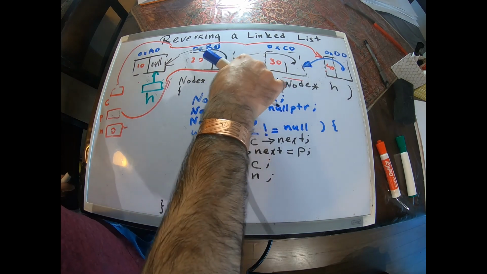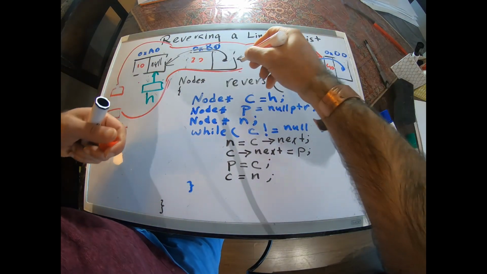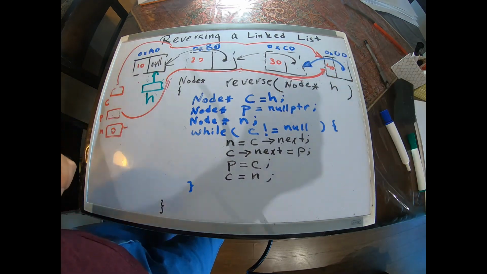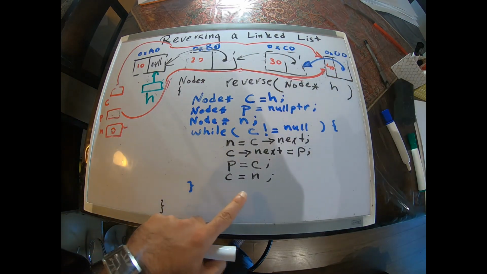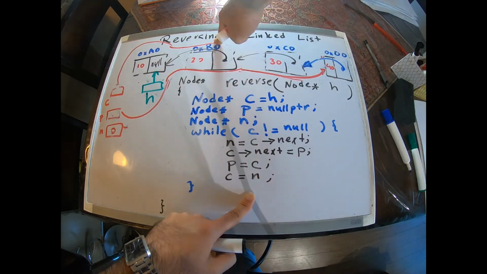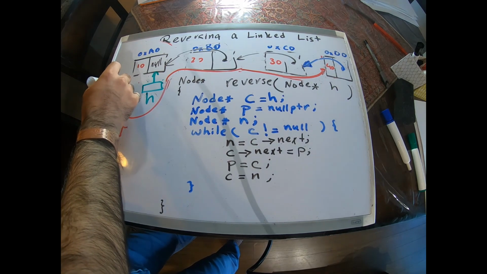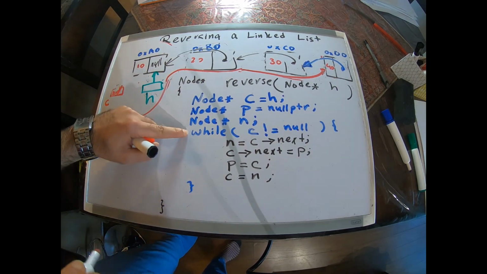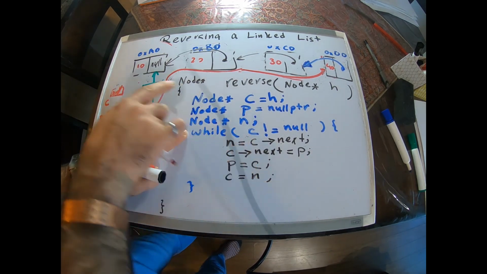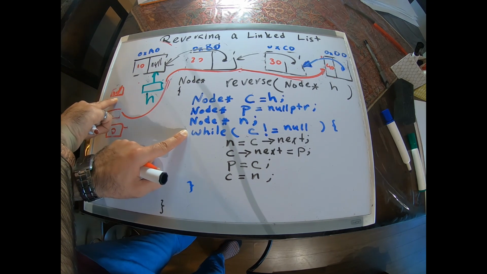Previous is equal to current. Again, we are done with this node, so previous is equal to current, and current is equal to next. So current becomes also, at this point, null or 0. We come back here, we have to check the condition. This condition is not true anymore.